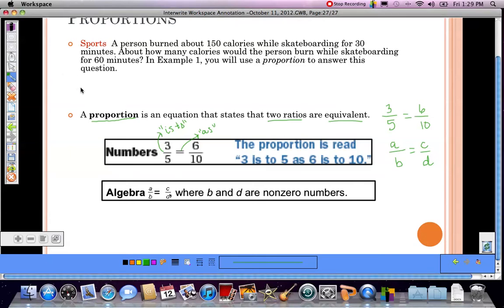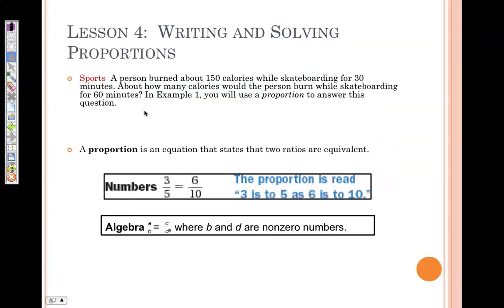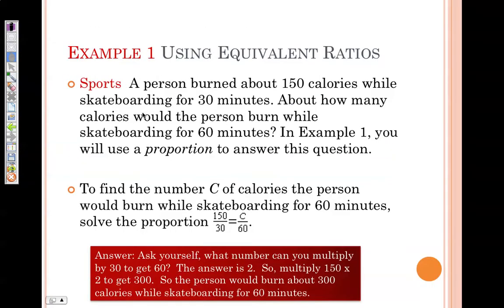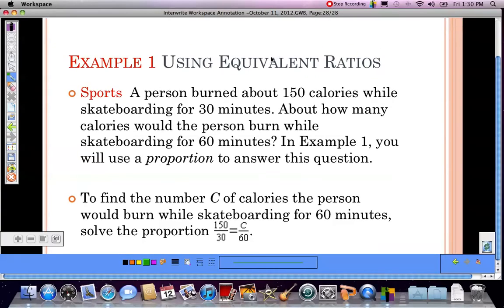Please press pause throughout the video if you need some extra time to fill in your definitions or write out the solutions to the examples. Alright, we are going to start with example 1 and we're going to use equivalent ratios. And remember, from our definition we know that equivalent ratios are simply proportions.